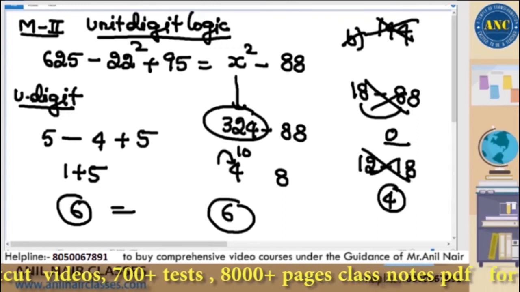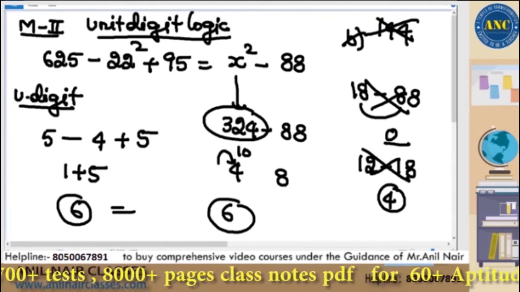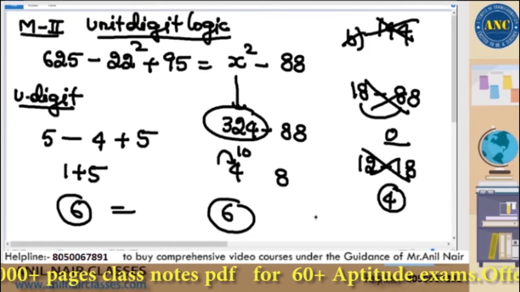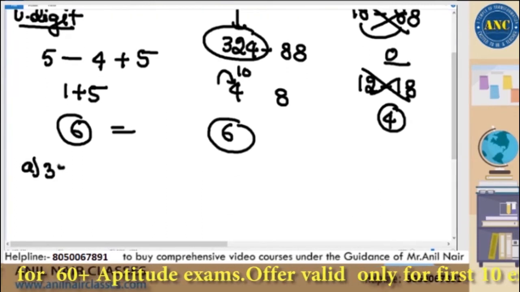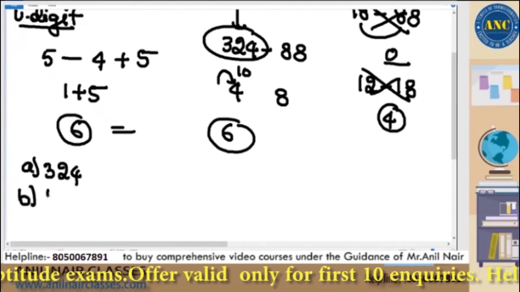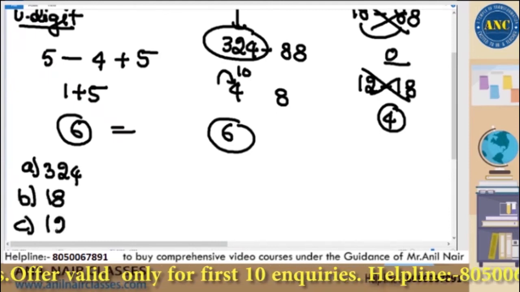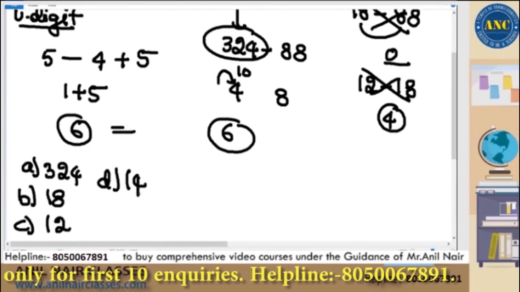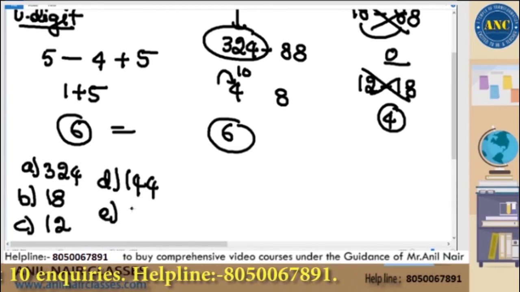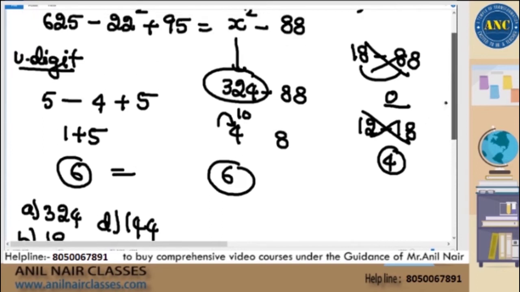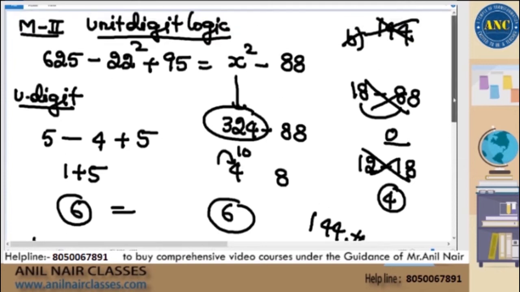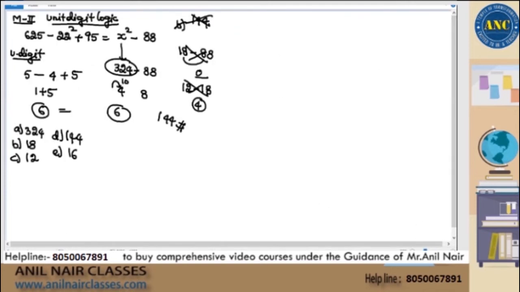324, I picked it out from the answer options. What are the answer options? 324, next is 18, next is 12, next is 144, next is 16. I picked out 324. How to check whether 144 is incorrect or not? Please write down method 3. Valid doubts only I will take. What if 144 is also there?